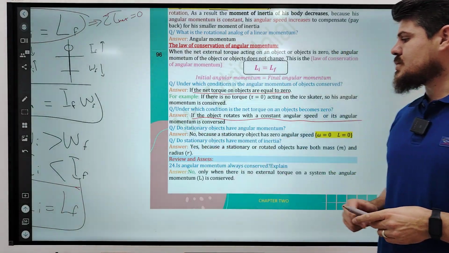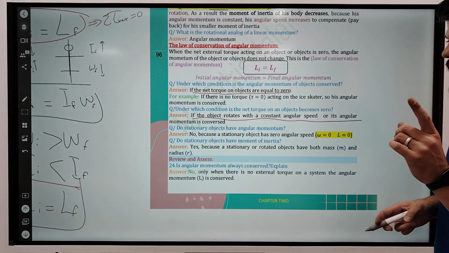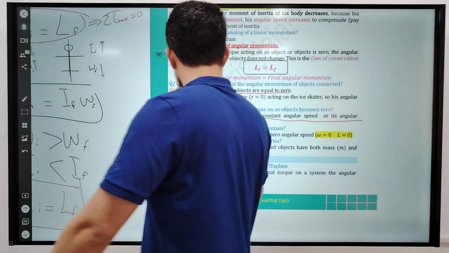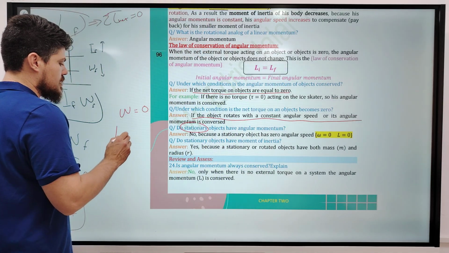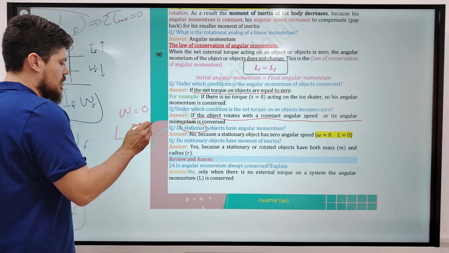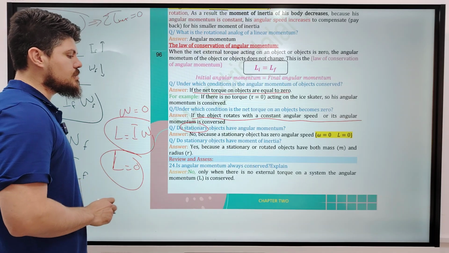Does a stationary object have angular momentum? No. What do you mean by stationary? Stationary means that omega is 0. When omega is 0, L is equal to what? L is equal to I omega, so L is equal to 0 for a stationary object.